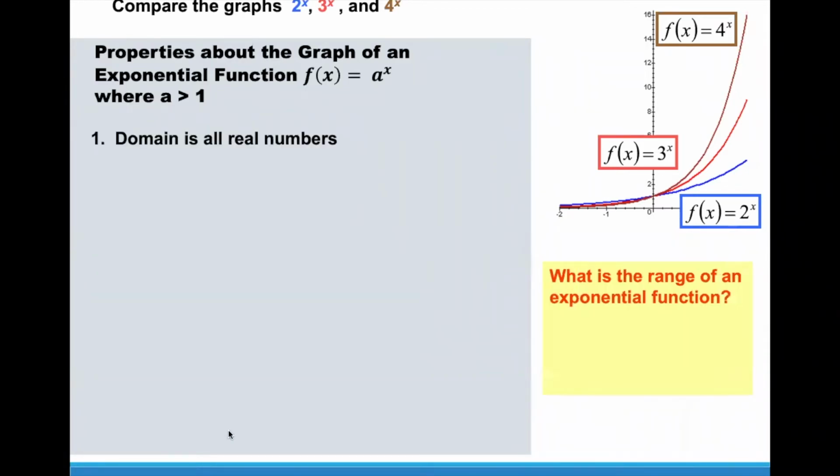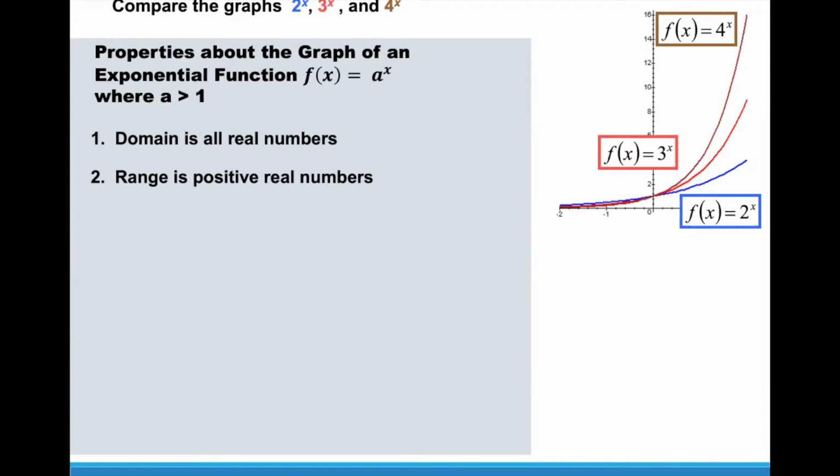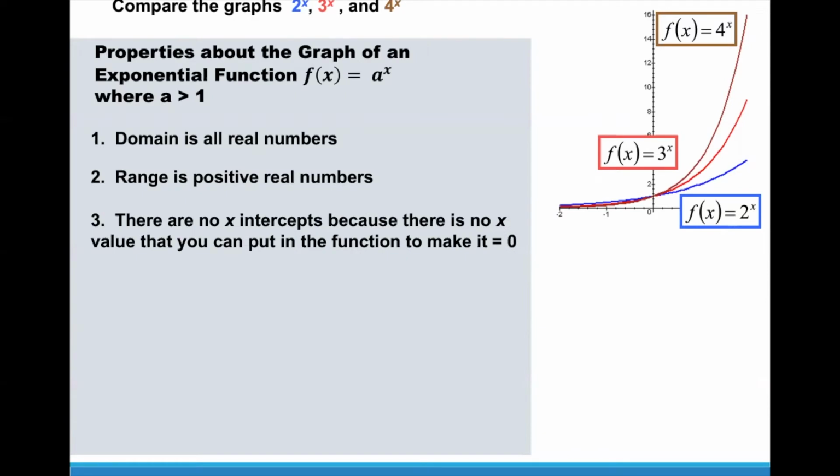How about the range? Is there any possibility that our range will be a negative number? So range is just positive real numbers, where y should be greater than 0. X-intercept. We have an x-intercept if your graph intersects the x-axis. So we don't have any x-intercept because there is no x value that you can put in the function to make it 0. On the other hand, how about the y-intercept?